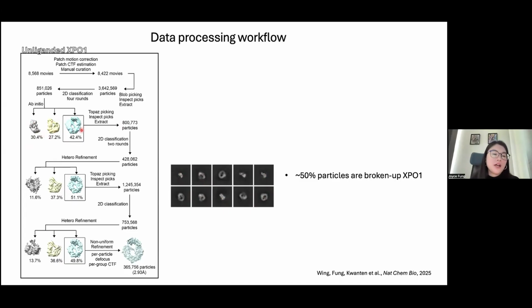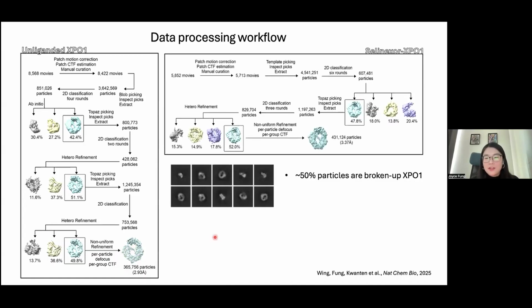And so what I tried to do was to then use the good ones and do Topaz and see if I can enrich the population of the not broken up particles. And it didn't. I did it 2 times. It didn't really improve much. It still stays at 50%. But regardless, I was able to get a map that was 2.93 angstrom that I was satisfied with.